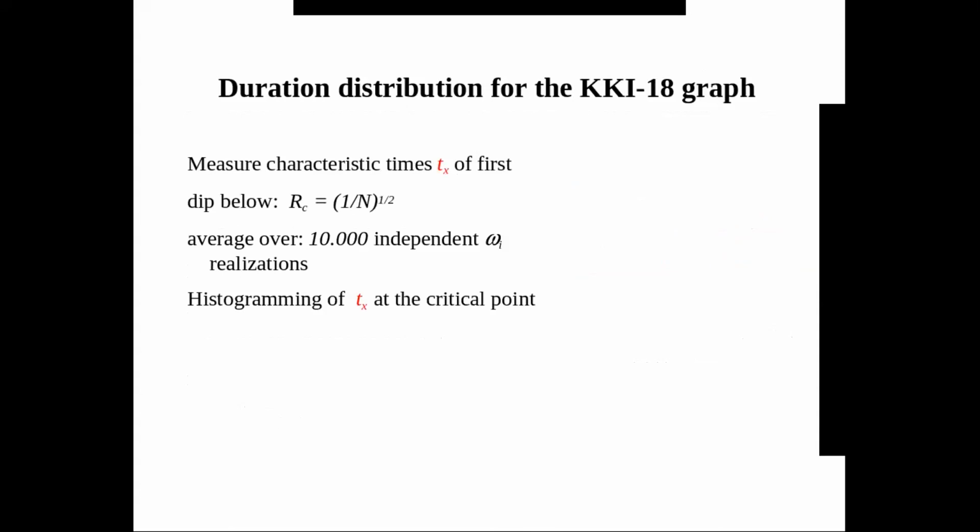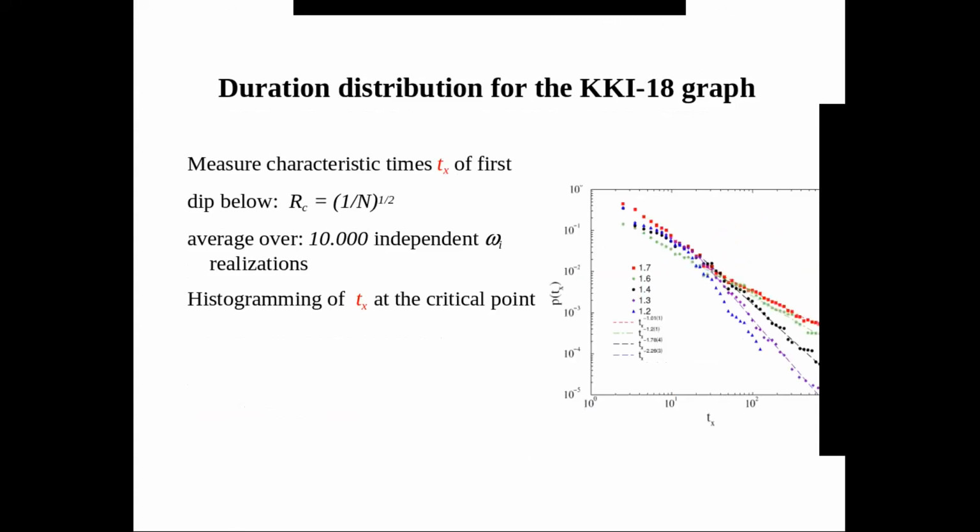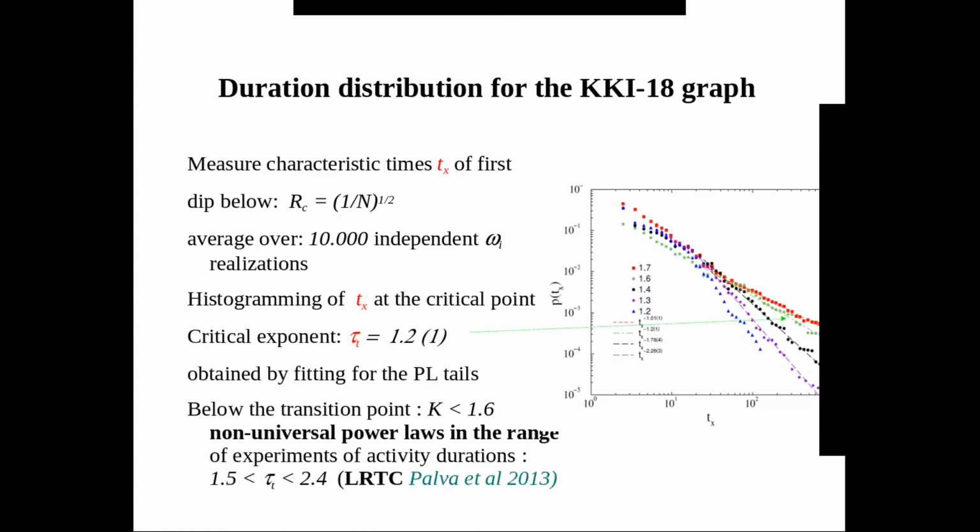And going to the avalanche distributions method, which I just sketched before, I also determined these crossing times in case of this KKI-18 graph. And you can see on the graph right below the critical point, which is at 1.7, you see some power law tails, non-universal power law tails. At the critical point, the tau2 exponent is 1.2, which is much smaller than the mean field value. But if you are below the critical point, the tau exponents vary between 1.5 and 2.4, in agreement with the experiment of long-range autocorrelations by these Finnish groups.